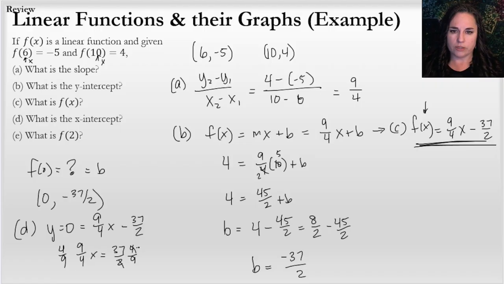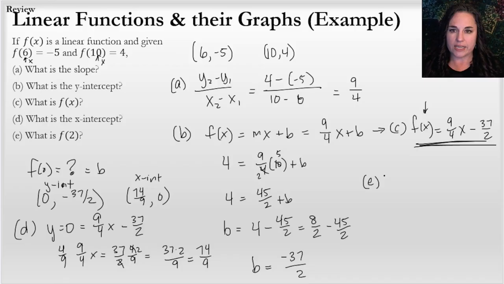37 is not going anywhere. I'm going to get rid of that 2. So 37 times 2 divided by 9. Whatever that value is, that's going to be the x-intercept. 37 times 2 is 74, divided by 9. That's about 8. I would say about 8 is going to be the x-intercept. So we might write it out as a point: (74/9, 0). That's the x-intercept, and the y-intercept we already found. Okay, so that was part D.